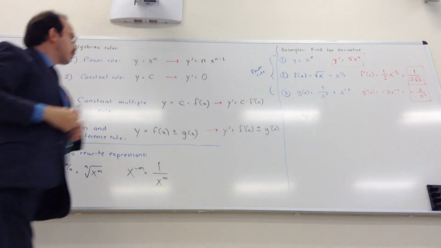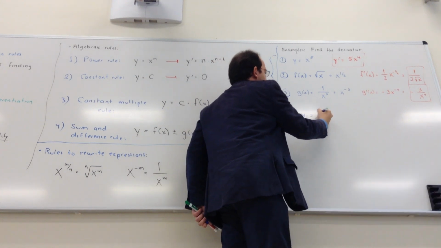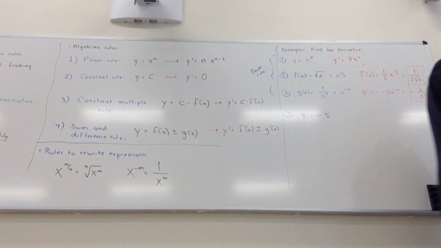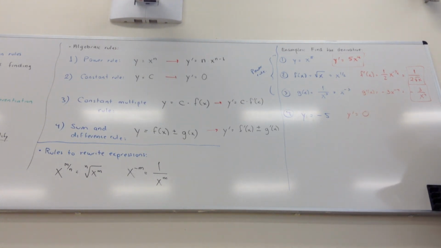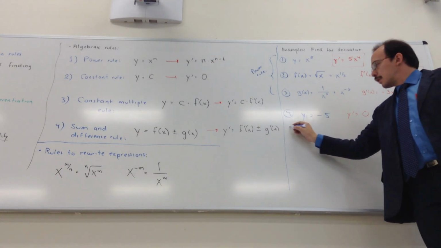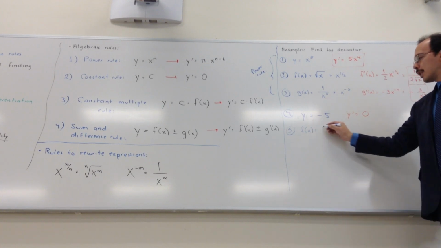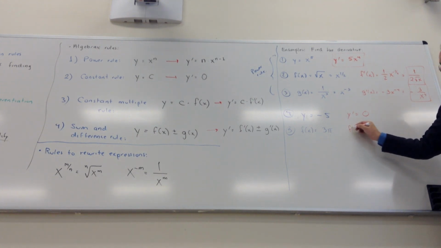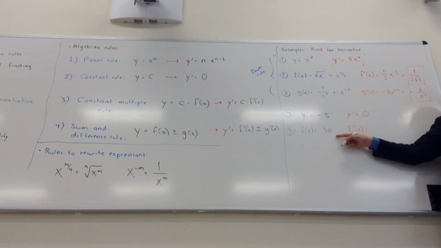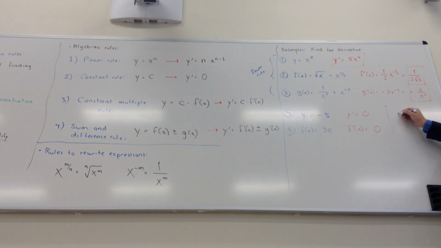Okay. For the second rule, the constant rule, that's simple. For example, if you have y equal to minus 5, the derivative would be what? 0. According to that, it's going to be 0. If you have, for example, something a little trickier, f of x equal to 3 pi. What's the answer? 0. Why? Because pi is a number, not a variable. So, 0. Yeah? That's the constant rule.